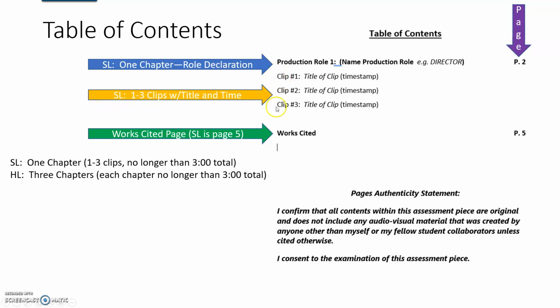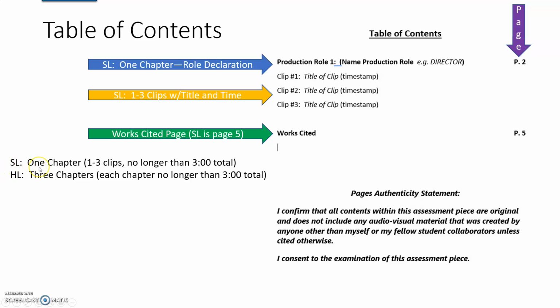Then you're going to have a series of clips, 1 to 3 clips for standard level. All right. They're going to have the title of the clip and the length of the clip. Okay. Then you'll have a works cited page, and that should be on page 5. Remember, this is only a 3-page document at the max. So if you start on page 2, your works cited is going to be on page 5.